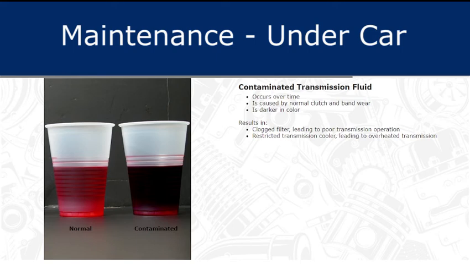Transmission fluid will become contaminated over time. Debris from normal clutch and band wear will result in a darker fluid color. Contaminated fluid can clog the filter, resulting in poor transmission operation. Additionally, contaminated fluid can restrict the transmission cooler, resulting in an overheated transmission.